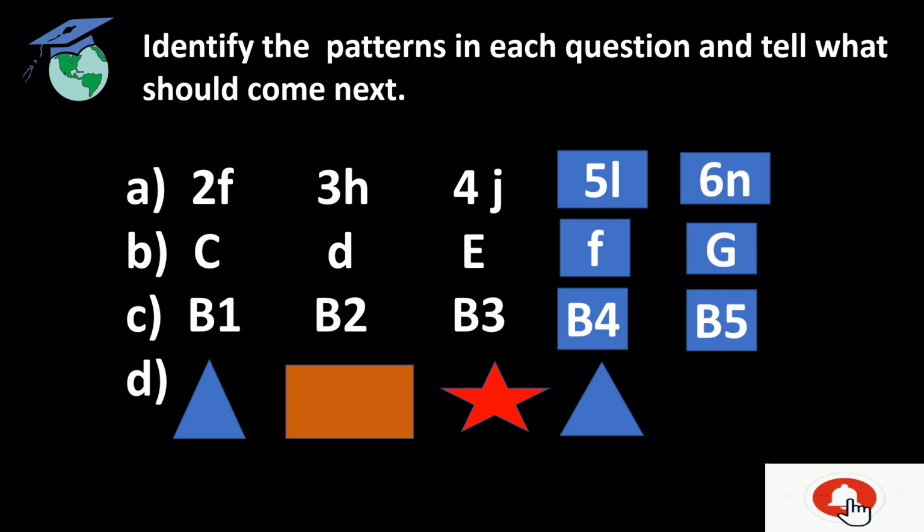Now let us see the next sequence. It is the triangle, rectangle and the star. Now we have to repeat this sequence. Then what is going to come next? Triangle, rectangle, star, and after star is again triangle. So after triangle will be rectangle. Yes.